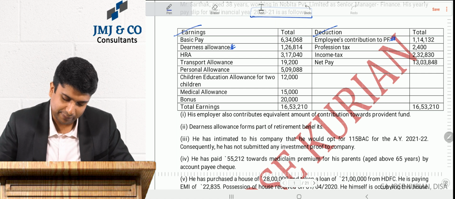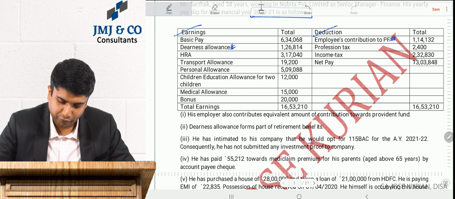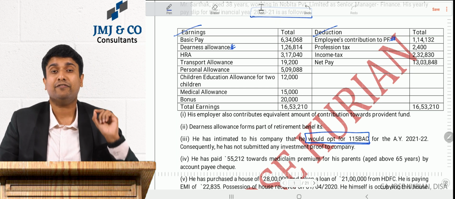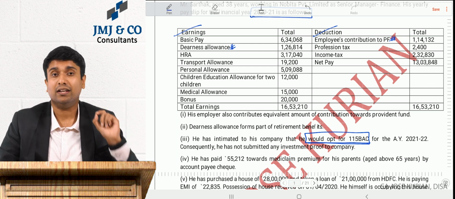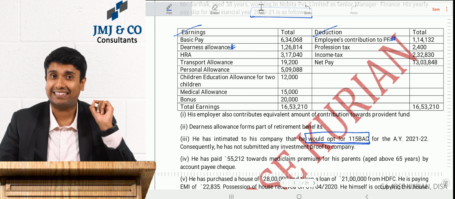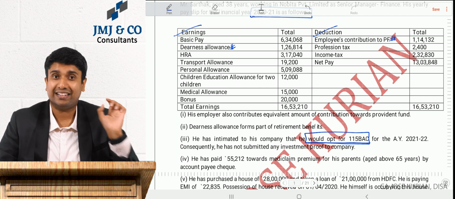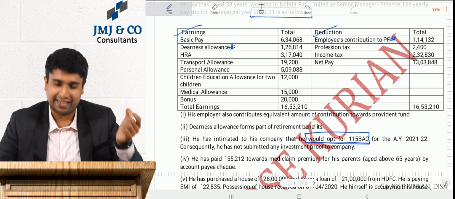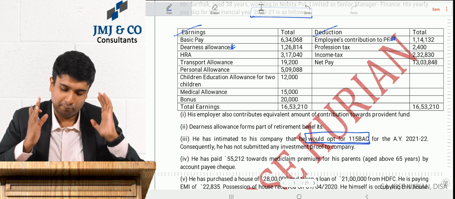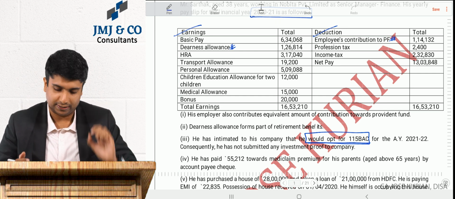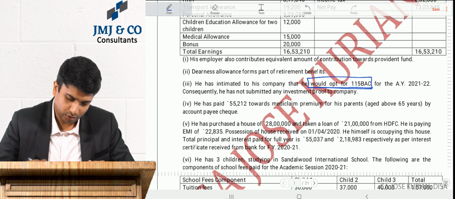Then he has intimated to his company that he would opt for 115BAC. What is 115BAC, friends? 115BAC is the new parallel slab rates which can be opted by individuals or HUF if they satisfy certain conditions. So students who have watched my lectures, you might be aware of those conditions which are mentioned under 115BAC. So in this case, the employee is going to apply 115BAC while computing his total income. That's what they're saying. Alright.